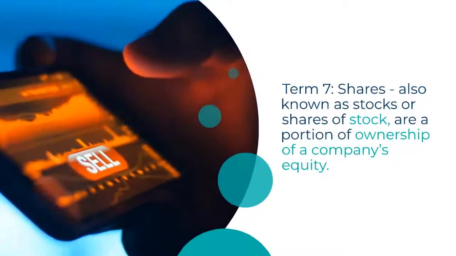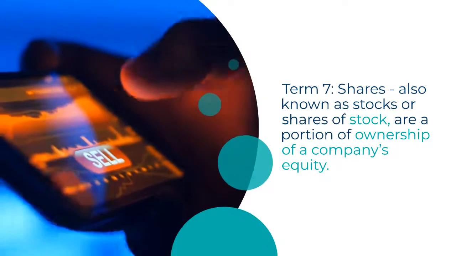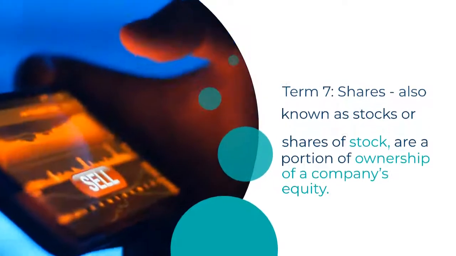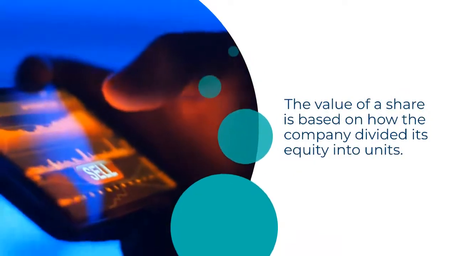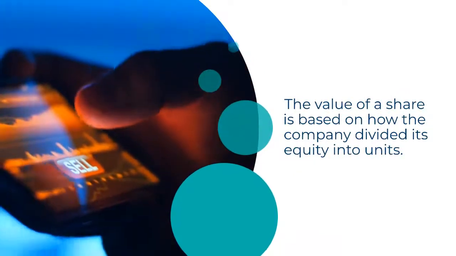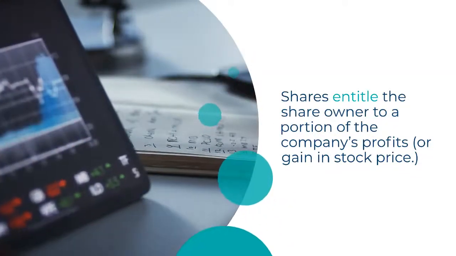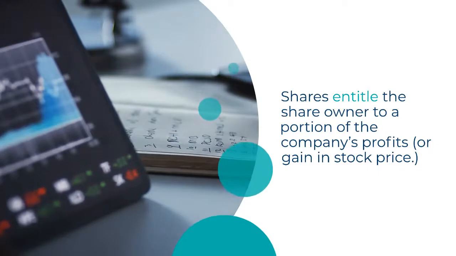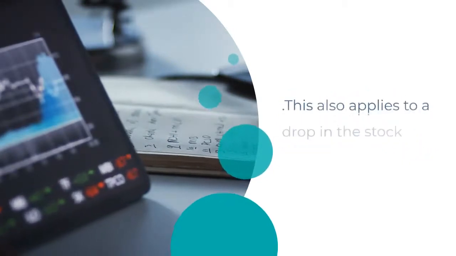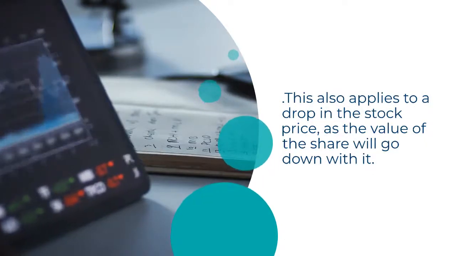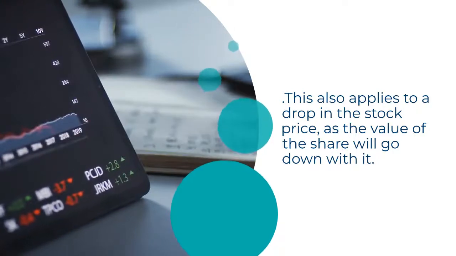Term 7, shares. Also known as stocks or shares of stock, are a portion of ownership of a company's equity. The value of a share is based on how the company divided its equity into units. Shares entitle the share owner to a portion of the company's profits or gain in stock price. This also applies to a drop in the stock price, as the value of the share will go down with it.